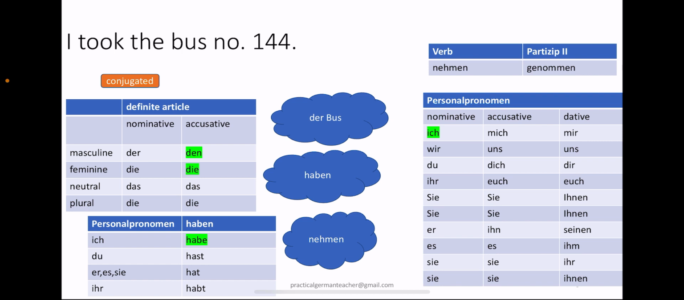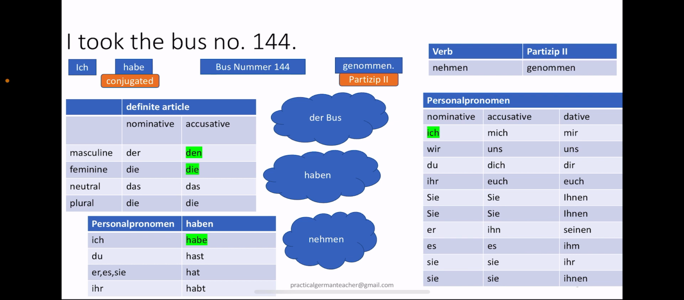Let's start writing the sentence. At the second position you will have the verb conjugated. It must be conjugated with respect to the subject, which is ich, so ich habe. Then at the last position you will have the participle zwei format of the actual verb, which is genommen. Then the object is Bus Nummer 144, and the correct article should be in accusative case, which is den. So the answer is ich habe den Bus Nummer 144 genommen.